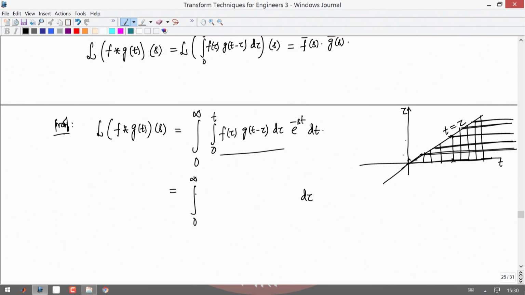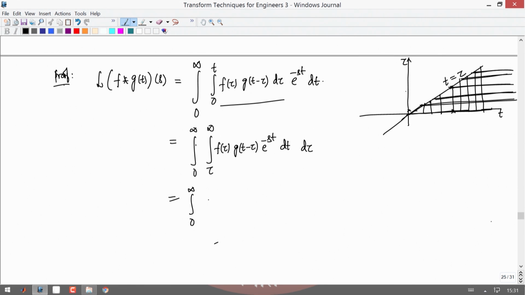and once I fix this, which is between 0 to infinity, t is from tau to infinity. So, tau to infinity, and inside the integrand as it is g of t minus tau e power minus st dt. Okay. So, f of tau has nothing to do with the t integral, you can write it outside: 0 to infinity f of tau, and tau to infinity g of t minus tau e power minus st dt into d tau.